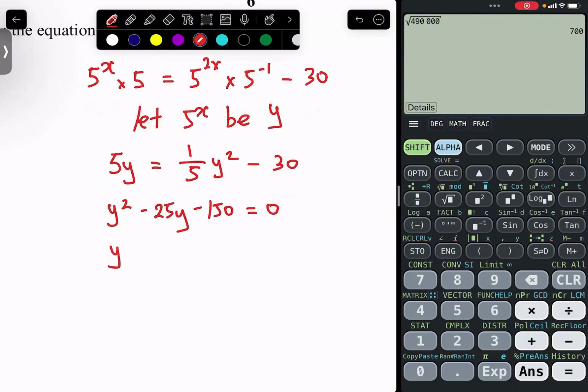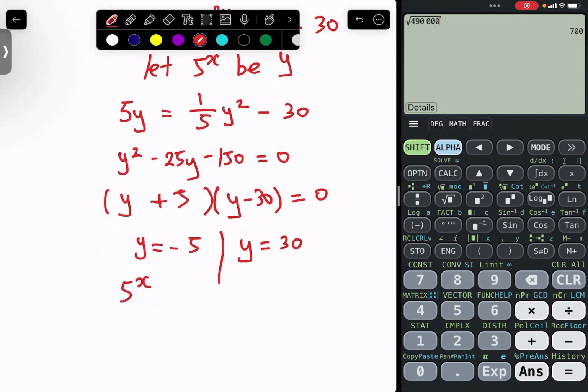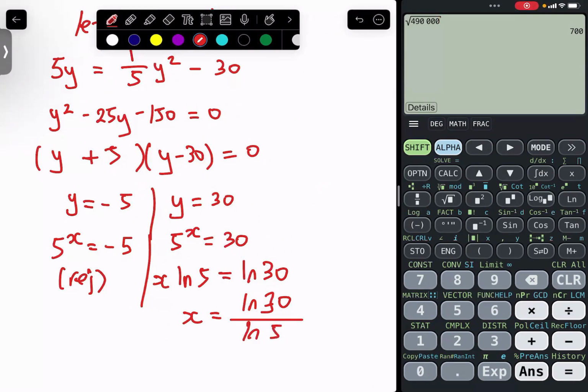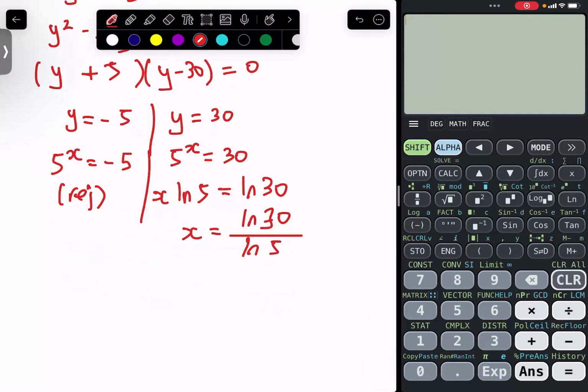This one looks to be 30 and 5. So (y − 30)(y + 5) equals 0. So y equals negative 5, or y equals 30. That means 5^x equals negative 5. Don't get tricked: exponents cannot be negative, so this part has to be rejected. Then we have 5^x equals 30. To solve for x, take ln at both sides, or take logs if you want to, that's the same. So x ln 5 equals ln 30, x equals ln 30 divided by ln 5, which is 2.1133, so 2.11 to 3 significant figures.